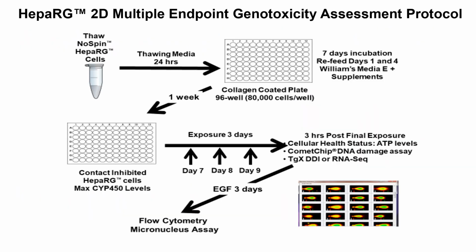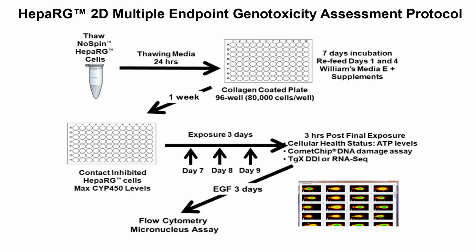So we developed a standardized protocol where we use the thawed no-spin HepaRG cells, incubate them in a 96-well collagen-coated plate for 7 days, let them express high levels of P450, and then we treat them on a 3-day repeat dosing schedule and measure a number of endpoints at the end.